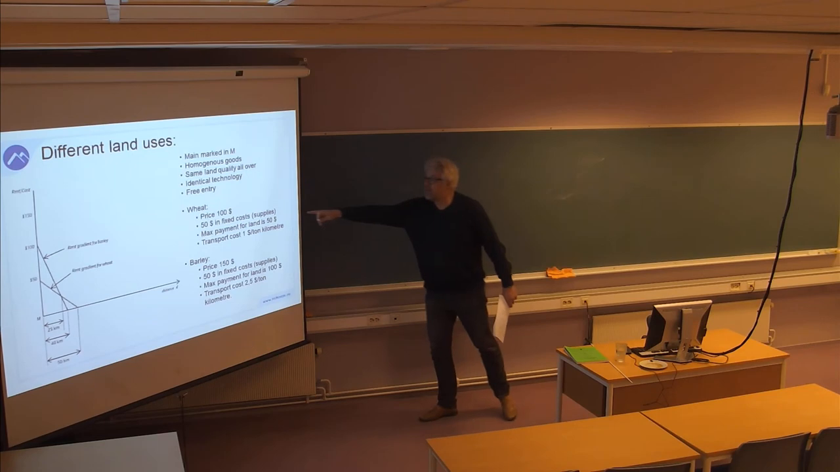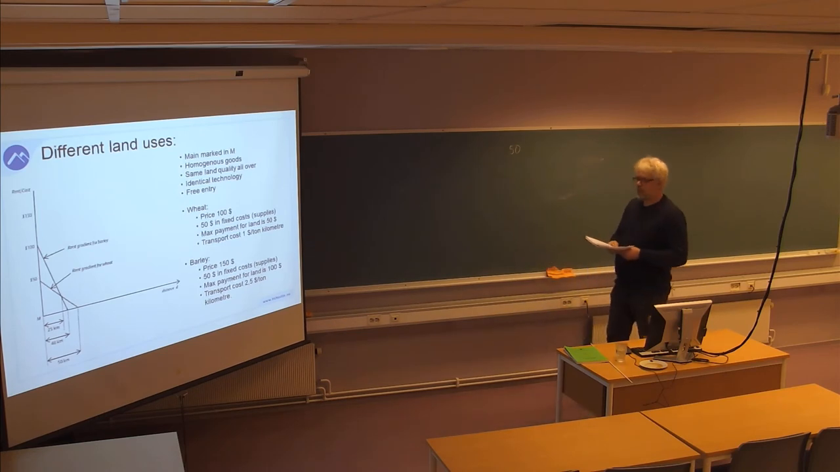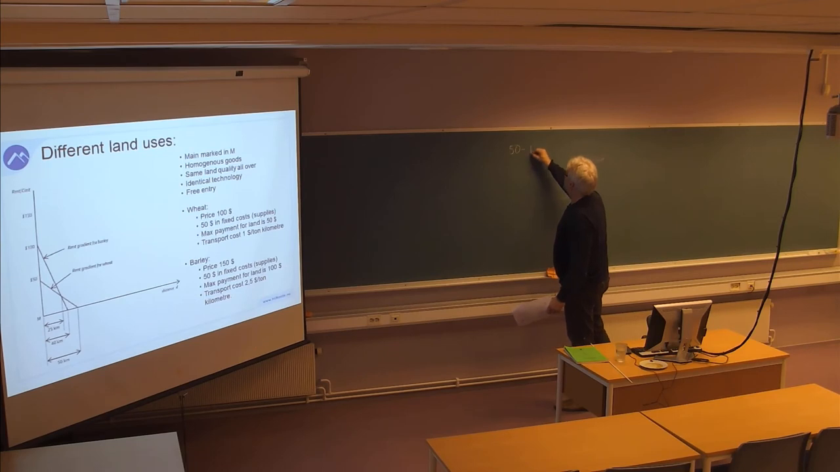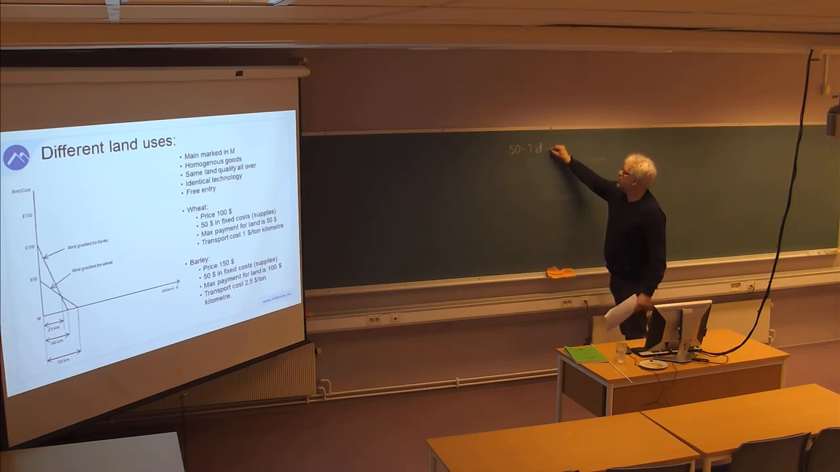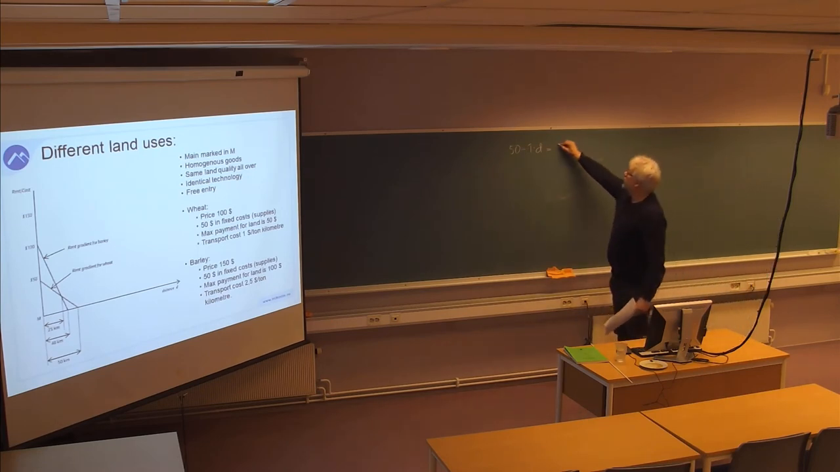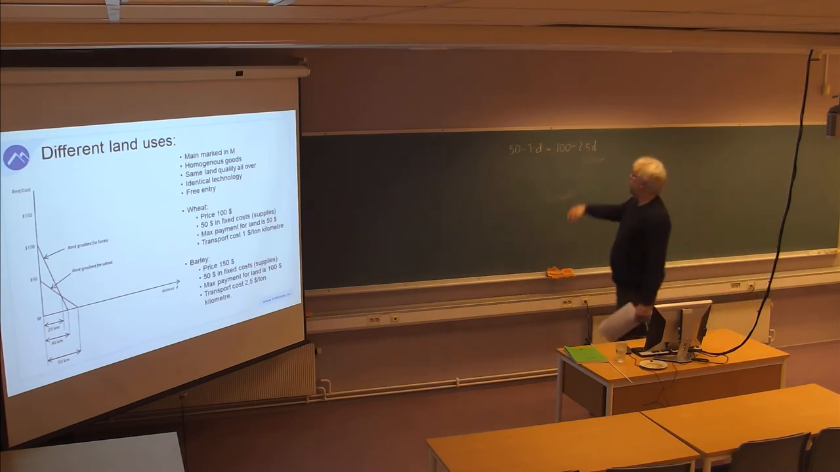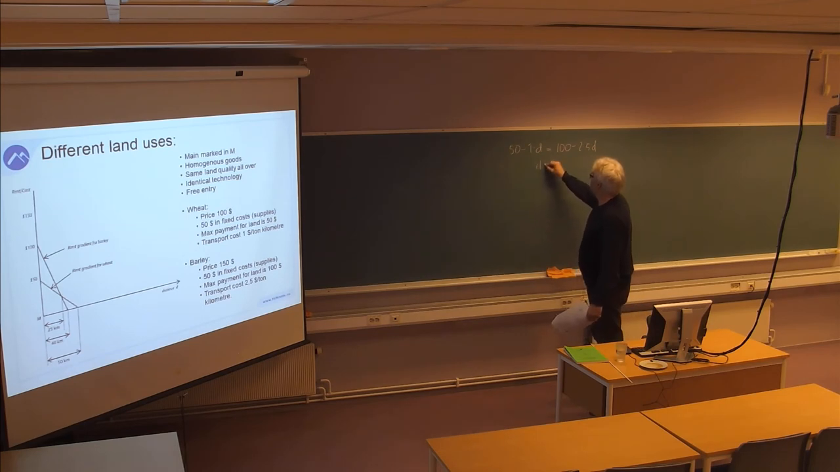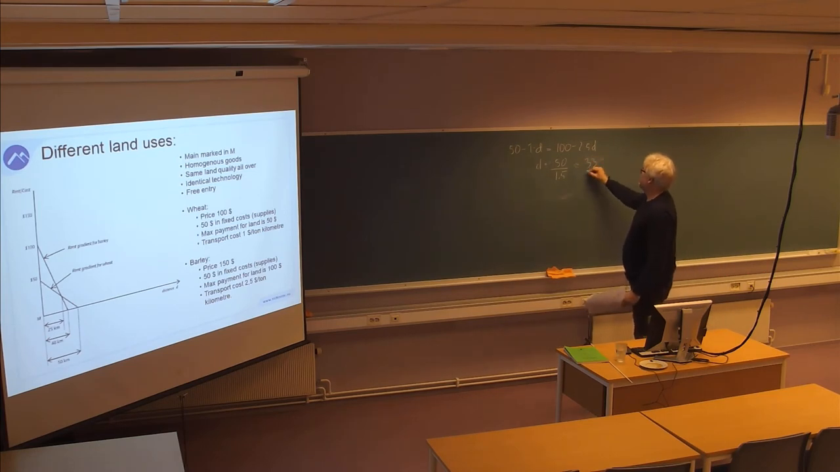the upper one here, we can say that the equation for that one should be 50 minus 1 times D, where this is the price of transport and this is the distance, and that should, in the point where these two curves intersect, be equal to 100 minus 2.5 D, right? So this is the intersection point. And if you solve this, you'll get D equal to 50 divided by 1.5. And that is not 25. It's equal to 33 kilometers.